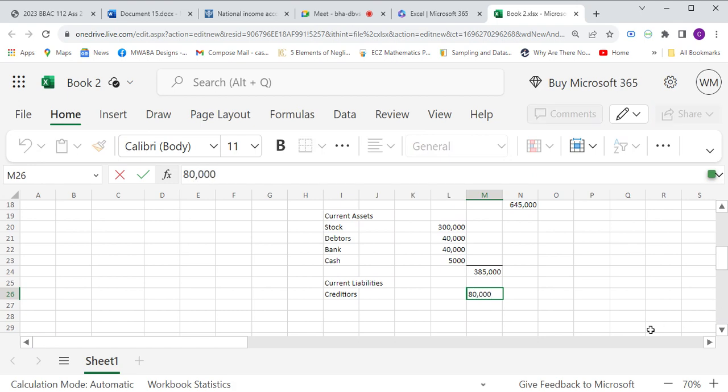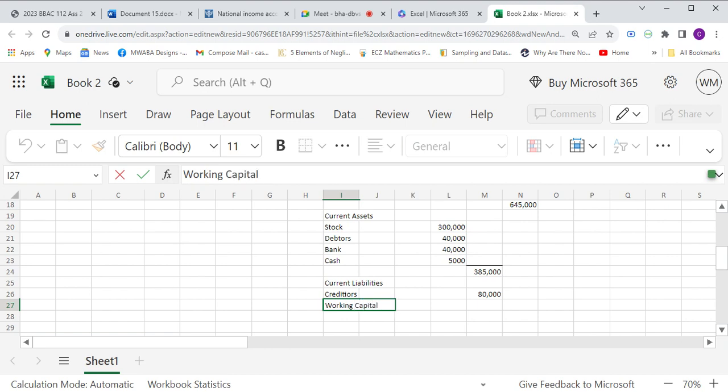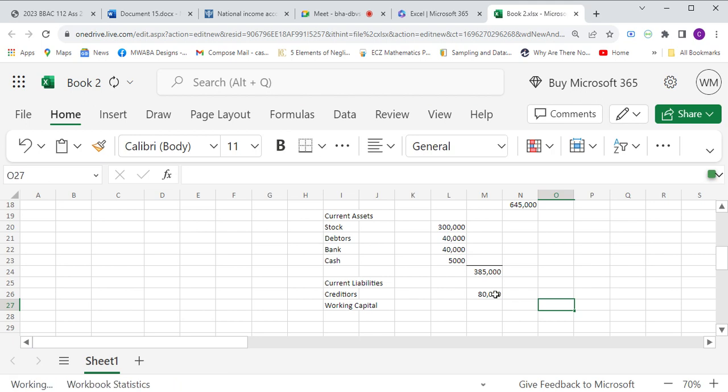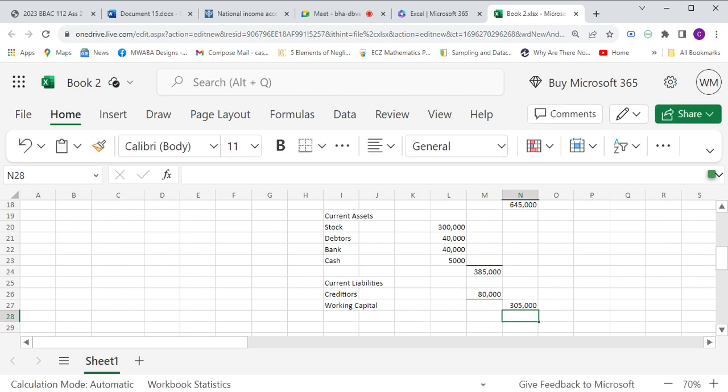So after you've listed down your current assets and your current liabilities, the next thing that you need to find out is the working capital. Working capital is found by deducting current liabilities from current assets. So I'm going to say 385,000 minus 80,000. We get 305,000. That's our working capital.